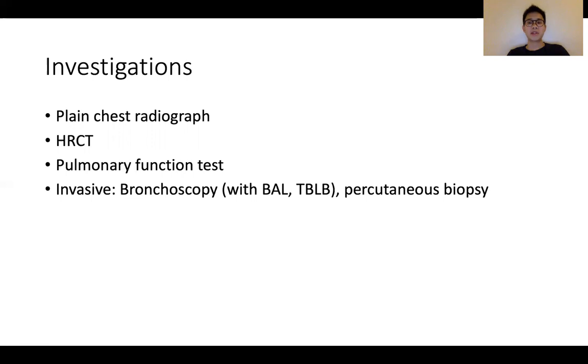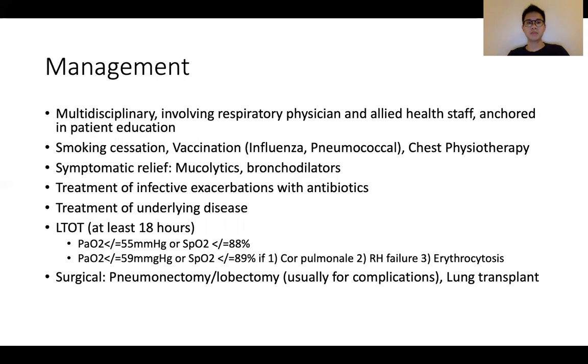Next will be a pulmonary function test. And if there's an indication, there are more invasive procedures such as a bronchoscopy, as well as percutaneous biopsy. So this is an overview of management of a pulmonary condition, mainly more for ILD and bronchiectasis.